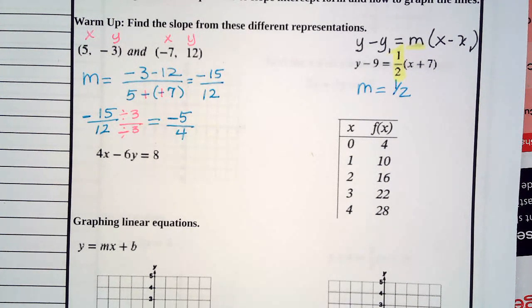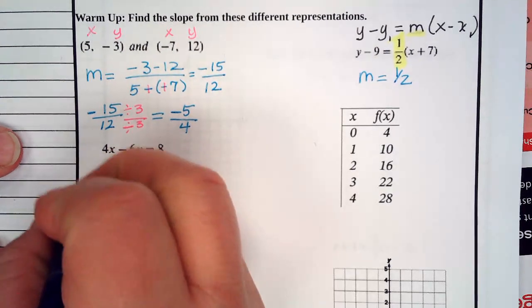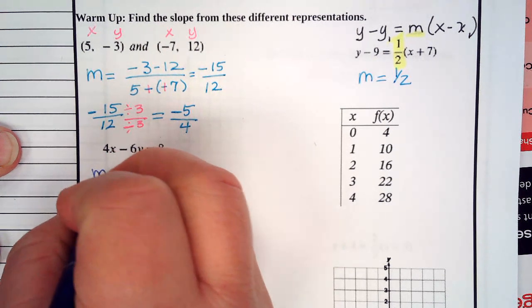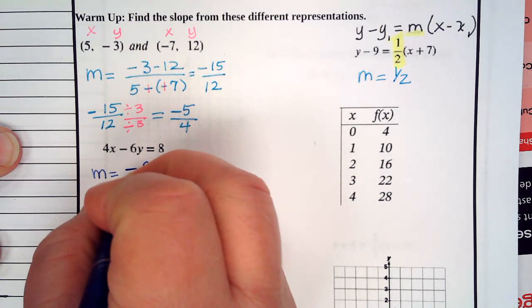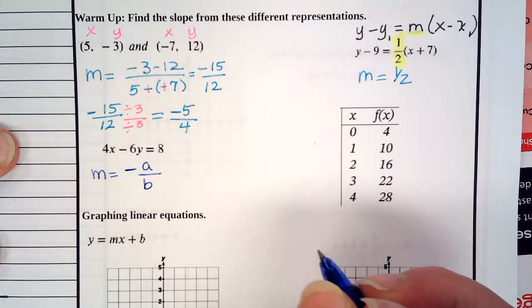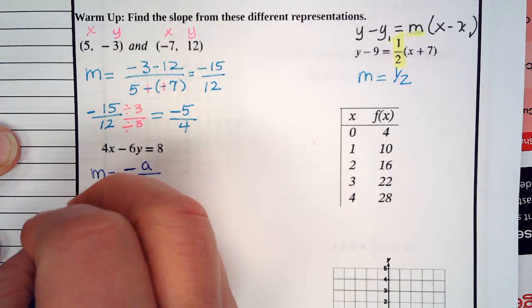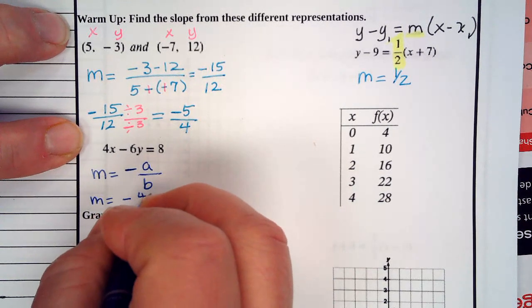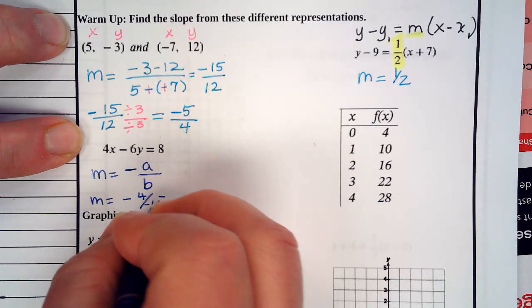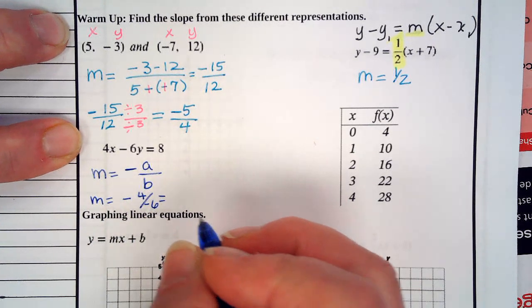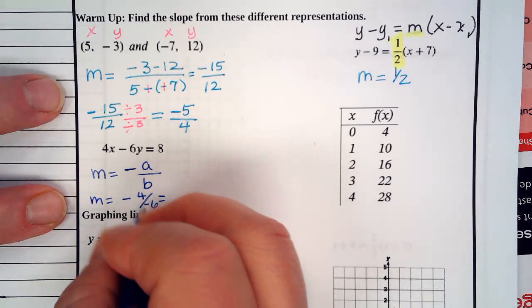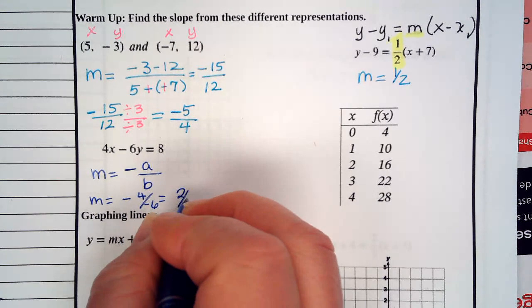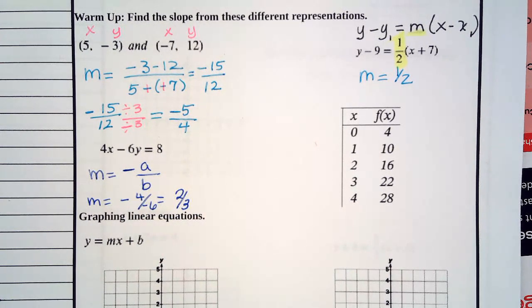For the next one, you actually have a formula you can use. For the standard form, m is equal to the opposite of a divided by b. Opposite of 4 divided by -6. Negative divided by negative is a positive. I can simplify to 2 over 3. Okay, that's one way to do it.